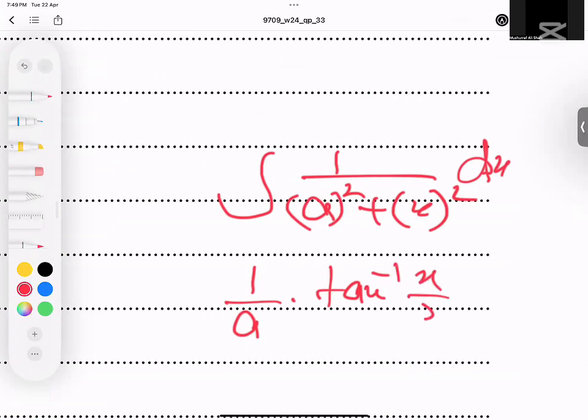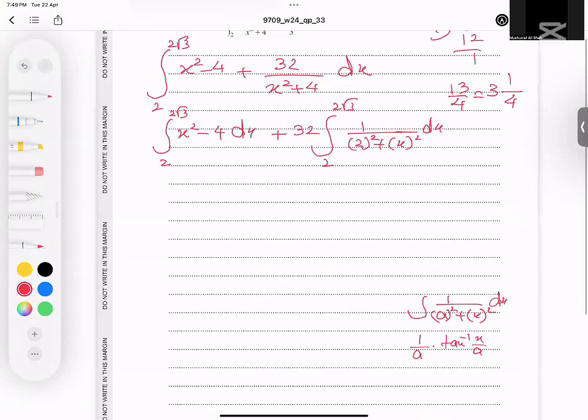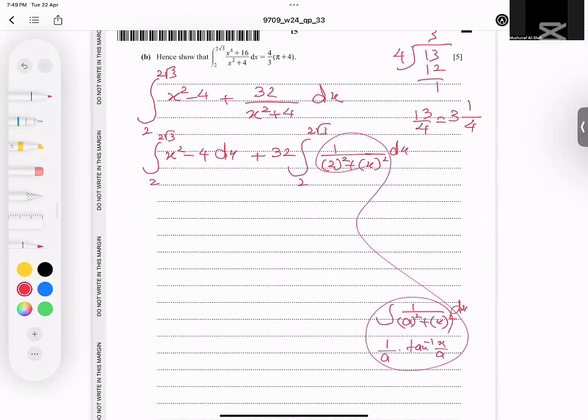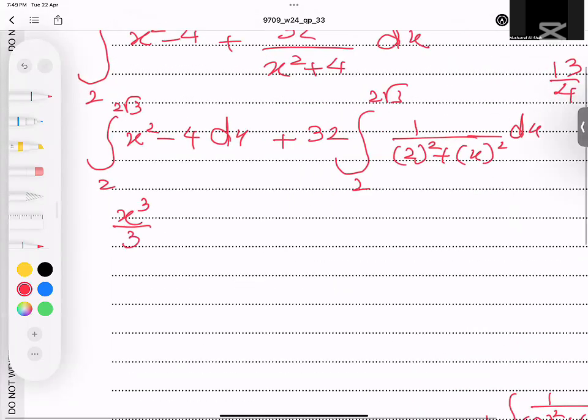So I hope the point is very clear. The same criteria we are going to apply here. But what is the integration of these values? If I'm writing here, increase the power by 1 and divide by the same, 4 becomes 4x. And the limit is very clear, 2 to 2 root 3. And here I'm writing 32.